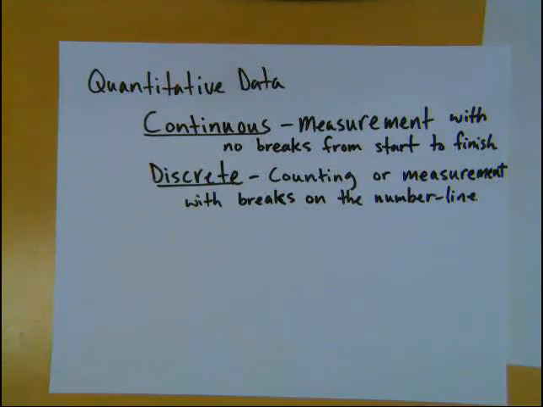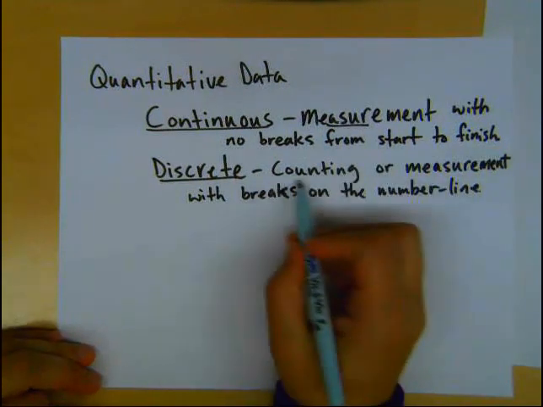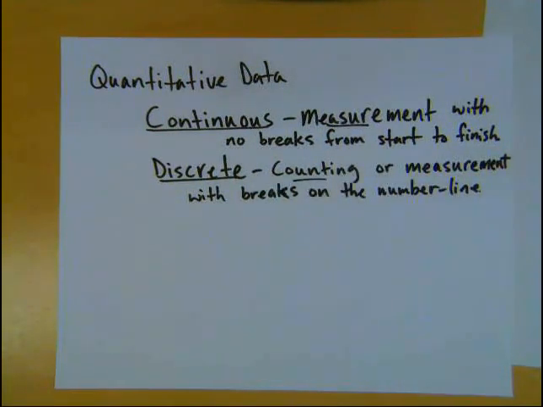So one of the questions it'll ask you in here, I'll give you a scenario and you have to identify if it's continuous or discrete. Again, just think about, am I measuring it or am I counting it? That's usually a good idea of how to distinguish between those two things.